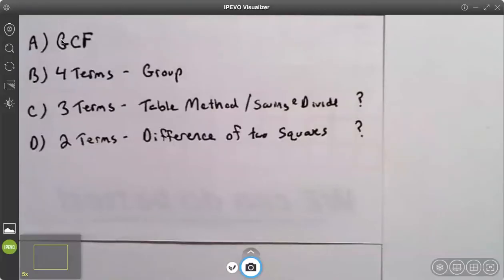The first thing you always try is greatest common factor. Didn't work on this one. The second thing I look for is, does it have 4 terms? If it has 4 terms, let's try grouping. Number 2 had 4 terms, so let's go back and try grouping it.